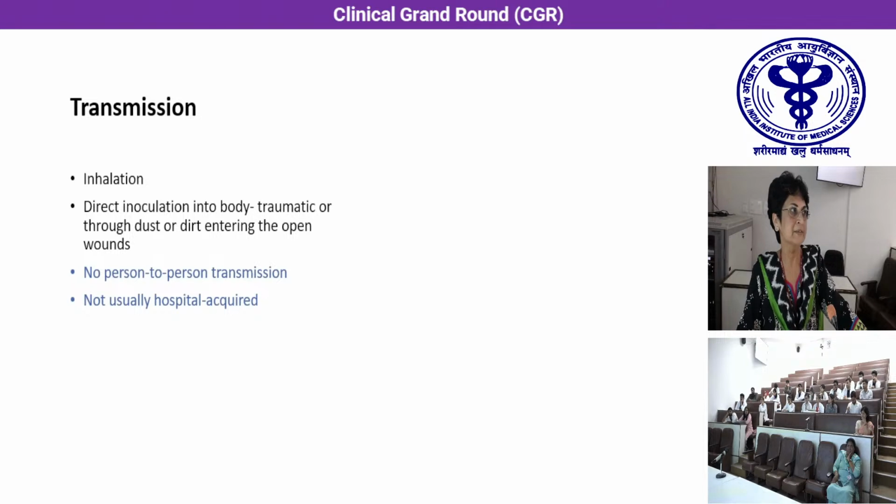And no direct person to person transmission has been reported, although there are a few reports which talk about indirect transmission via contaminated hands or fomites. The infection is not usually hospital acquired. Some outbreaks have been reported in hospital settings, more to do with oncology units and transplant units. And one of the outbreaks in the renal unit was actually due to contaminated air ducts, which they could actually demonstrate. Hospital infection due to contaminated medical equipment is very rare.